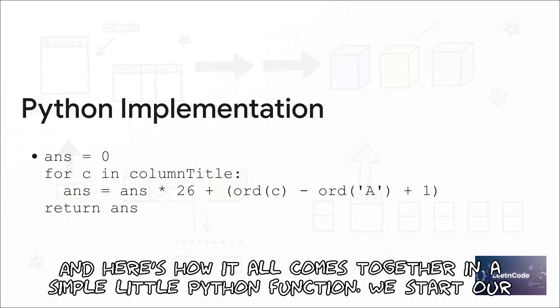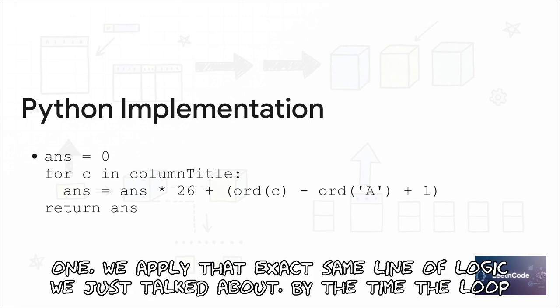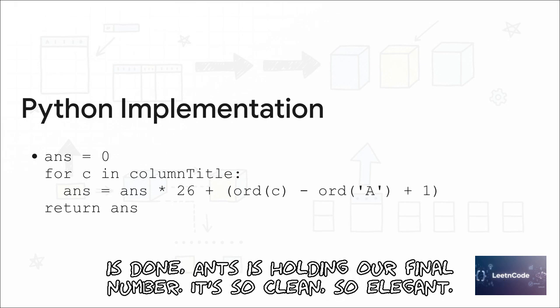Super handy. And here's how it all comes together in a simple little Python function. We start our answer at 0. Then we just loop through every character in the column title, and for each one, we apply that exact same line of logic we just talked about. By the time the loop is done, ans is holding our final number. It's so clean, so elegant.